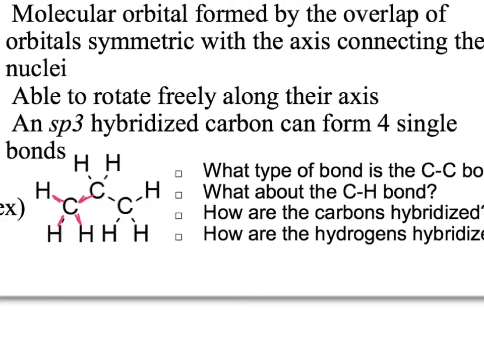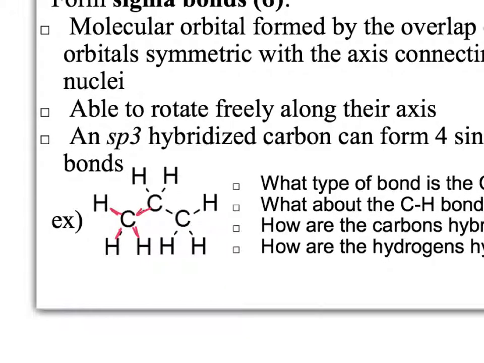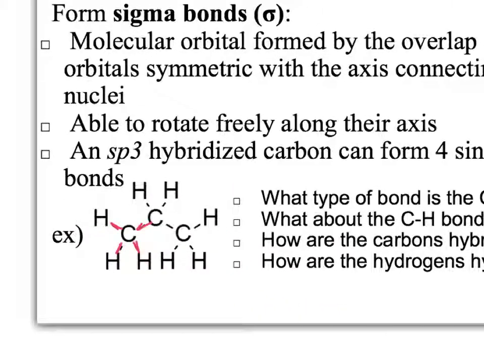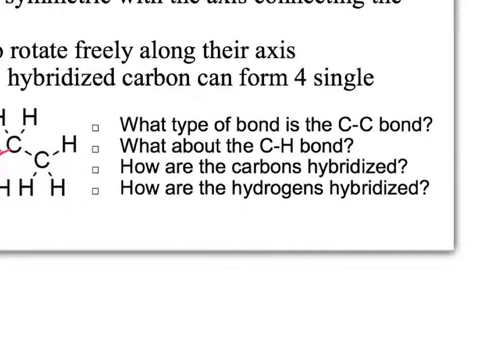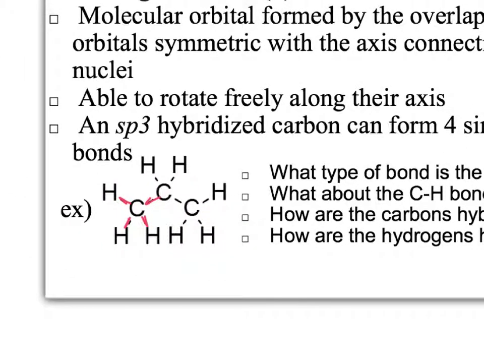So what type of bond is that? Carbon-carbon bond. And the carbon-carbon bond is a sigma bond. Carbon-hydrogen bonds, they're also sigma bonds. They're single sigma bonds. Think single sigma. Next I ask, how are the carbons hybridized? Well, if it's forming 4 single bonds, then it has to be an sp3 hybridized carbon. And how are the hydrogens hybridized? They're not. The hydrogen to form 1 single bond does not need to form hybrid orbitals.